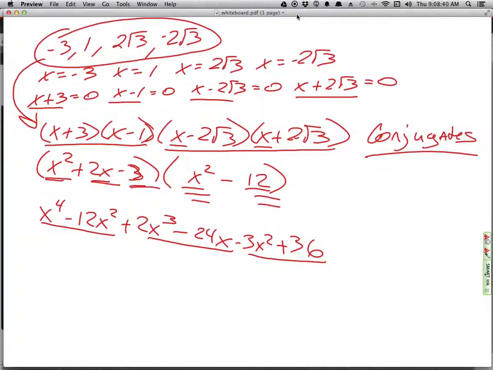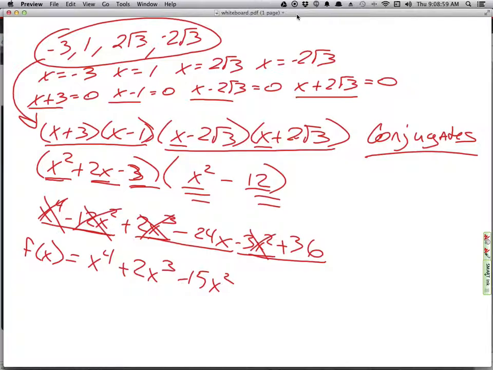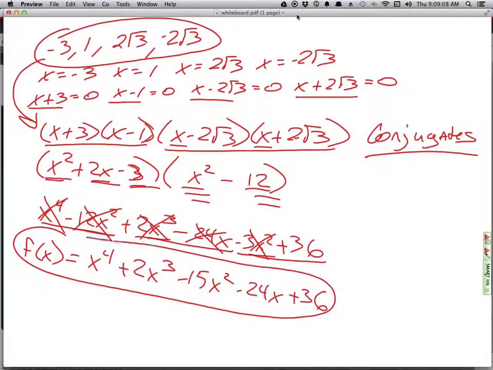Now all I need to do is clean it up. So x to the 4th is there. I've got 2x cubed there. I've got 2 of the x squared, so that's minus 15x squared. So those are gone. I've got a minus 24x, and then I have a plus 36. And there is my function.